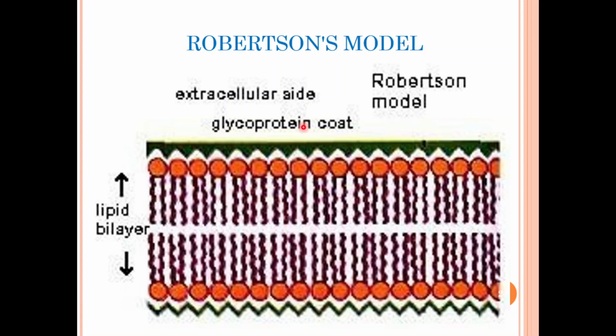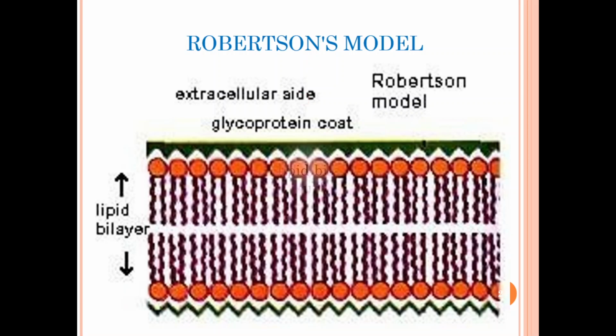See here, there is no pore region shown in the Robertson model. On the extracellular side, a glycoprotein coat is there. This is the lipid bilayer. Again, this is the glycoprotein coat from the inner side also, but no pore region is present for transportation. So this is the difference between the Danielli and Davson model and the Robertson model.